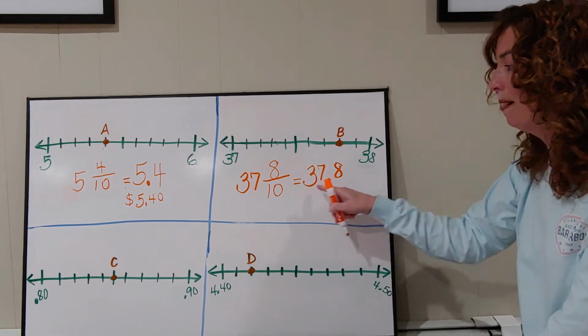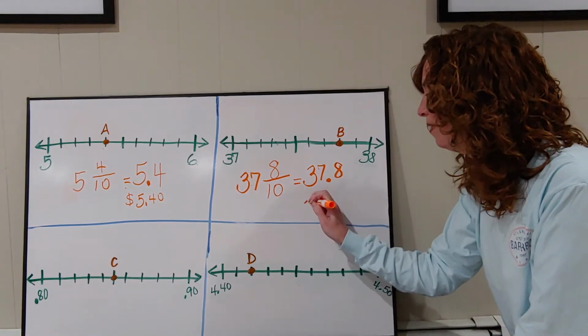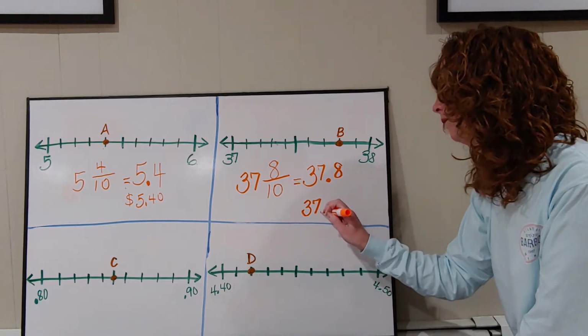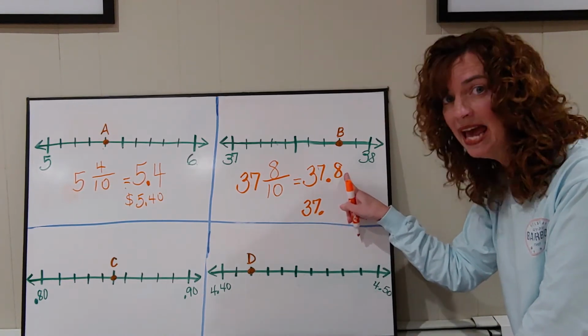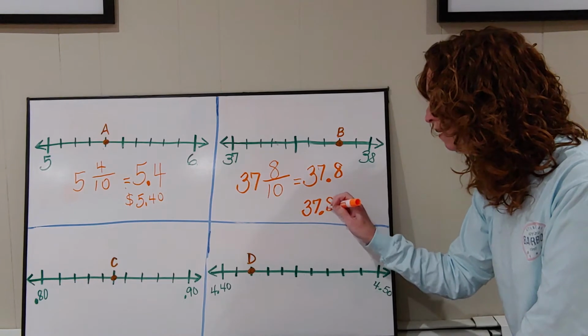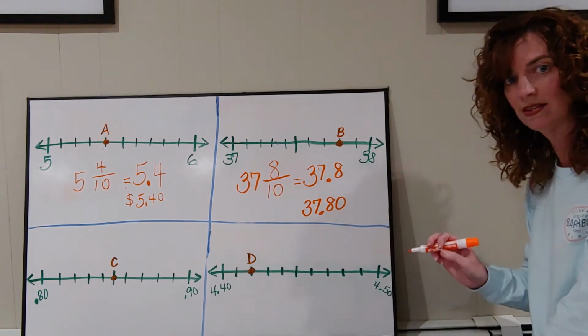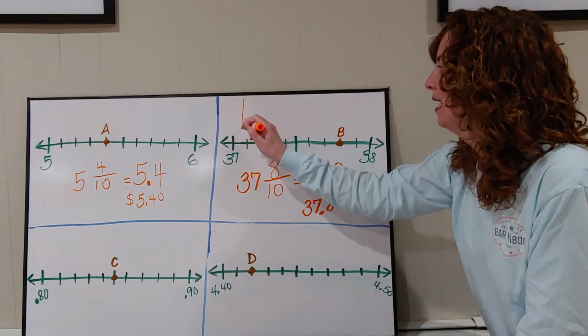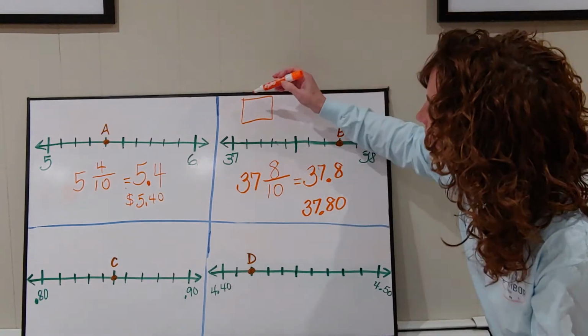If we wanted to talk about money, we would say $37 and 8/10 would be the same as 80 hundredths. So remember when we draw our chart, 8/10, I should have drawn this in advance.